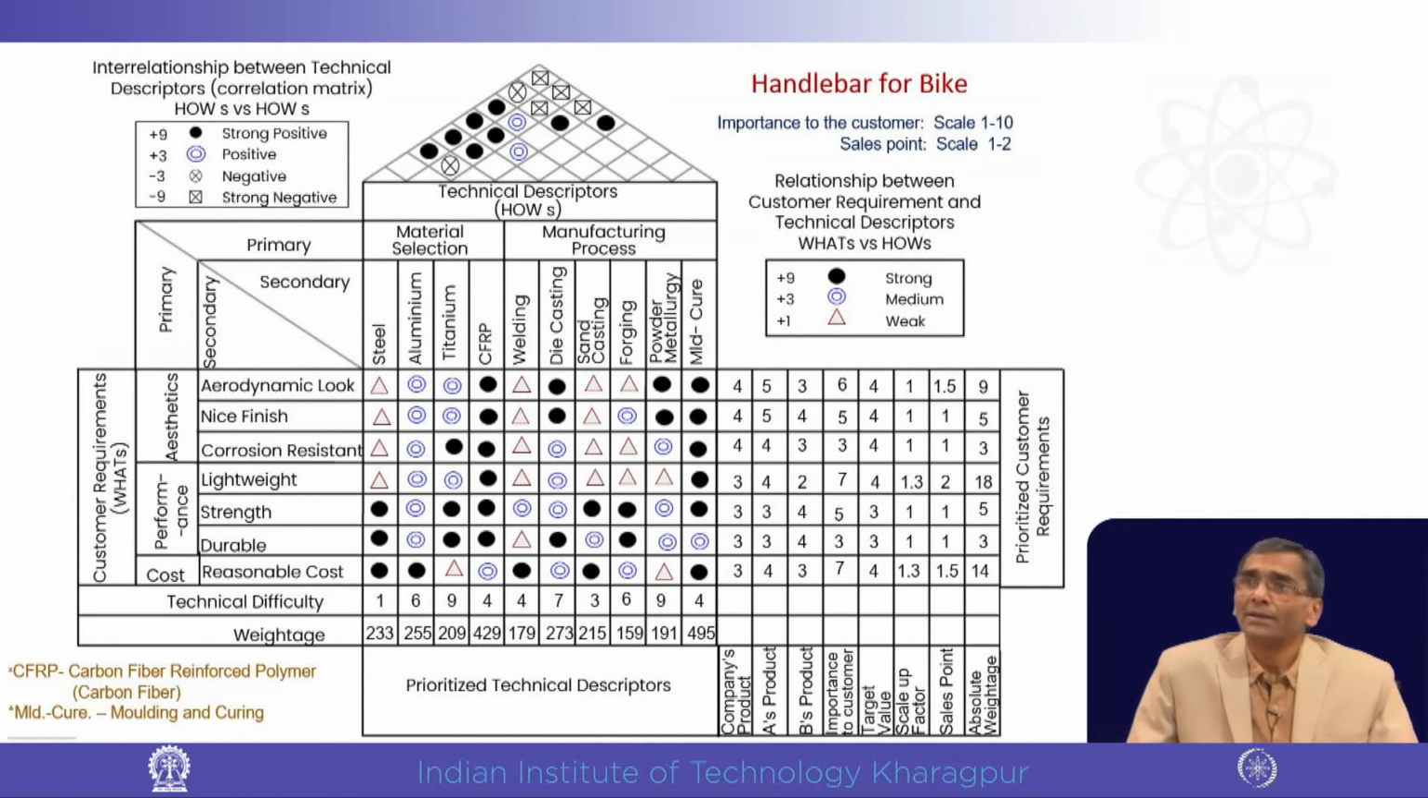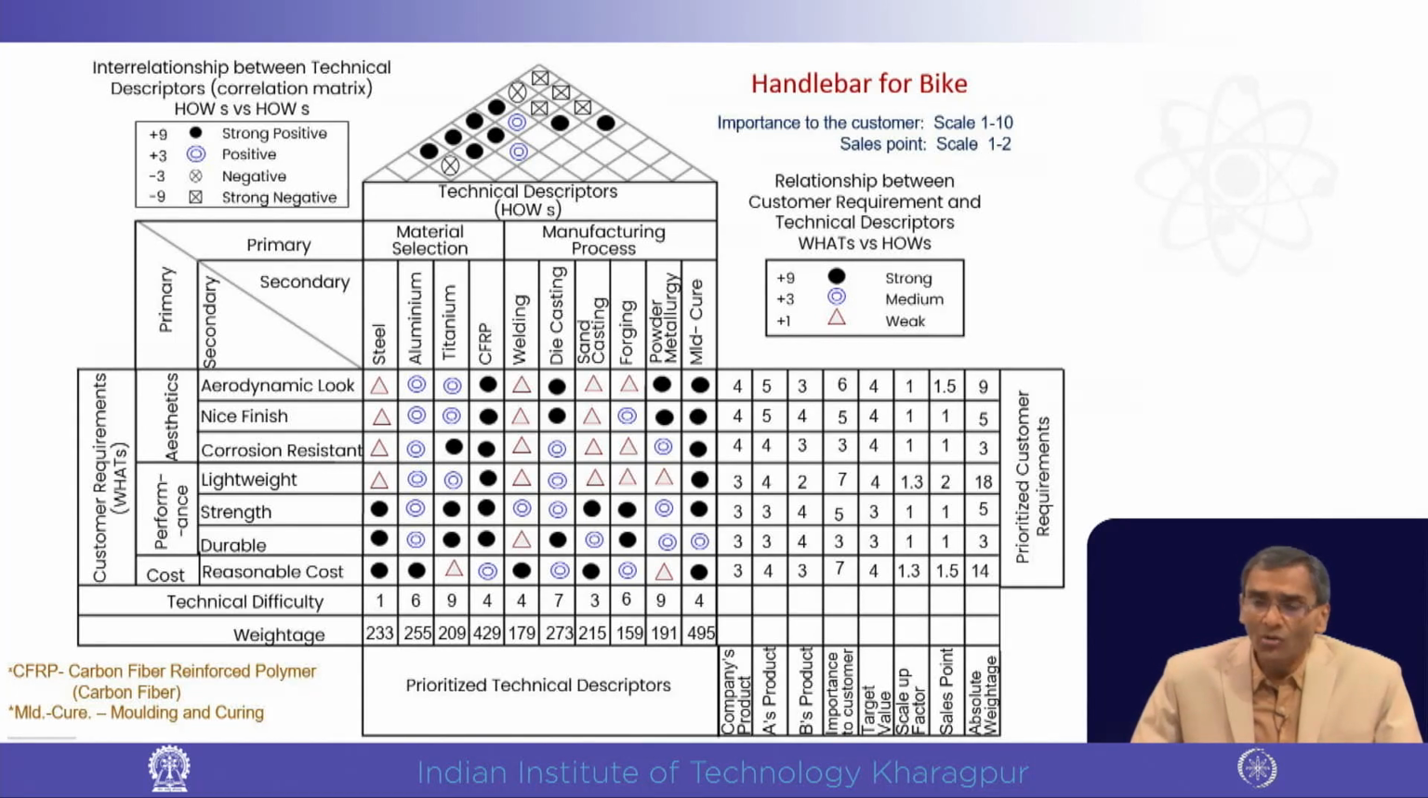Now here, the calculation for the weightage is: importance to customer multiplied by the scale-up factor multiplied by the sales point. Let us take this example. For aerodynamic look, the importance to customer is 6, the scale-up factor is 1 and the sales point is 1.5. So 6 into 1 into 1.5 is 9. You see, in the first row, the absolute weightage is 9. Like that, all the rows are filled up.